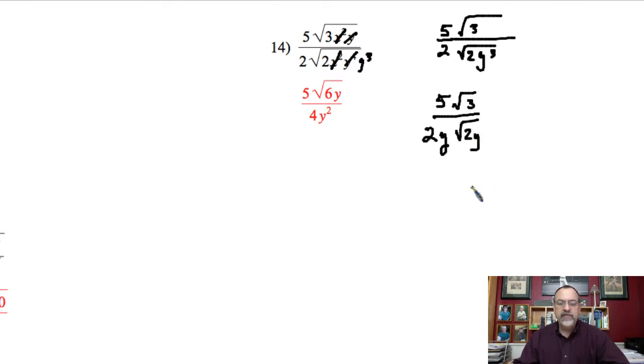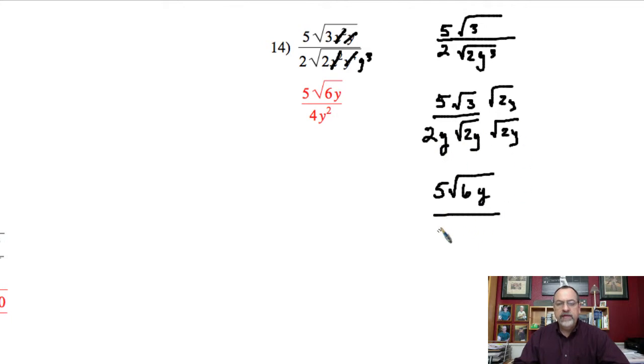Now I cannot simplify any further, so I am going to have to rationalize this denominator. So this is a square root, so I need one more 2 and one more y in order to make a pair. Which means I must multiply my numerator by the same thing. So I still have the 5 then. The radical 3 and 2 I multiply together to get 6, and then I have the y.